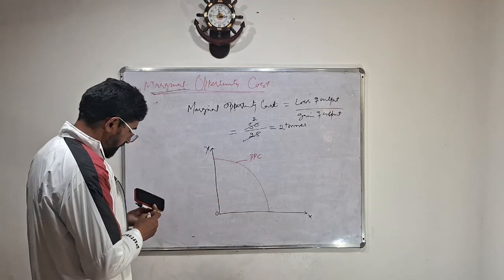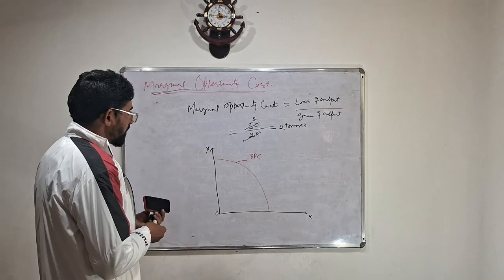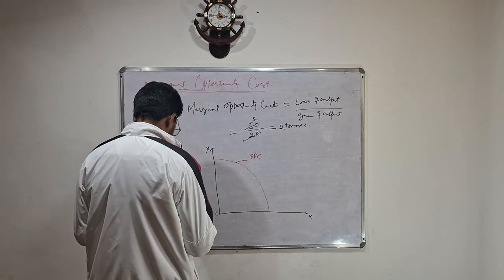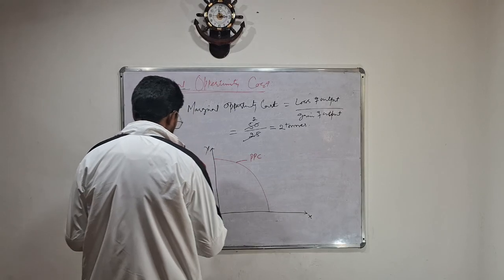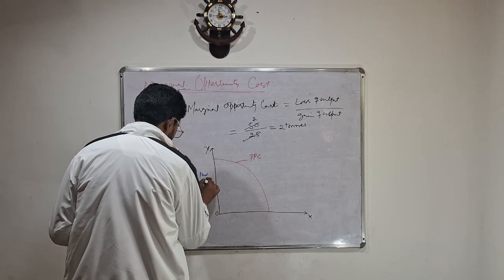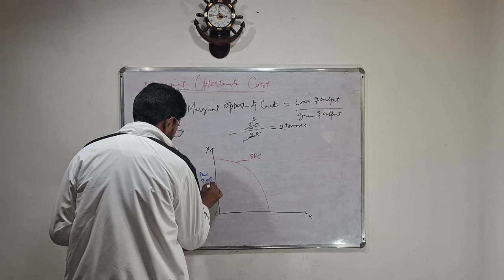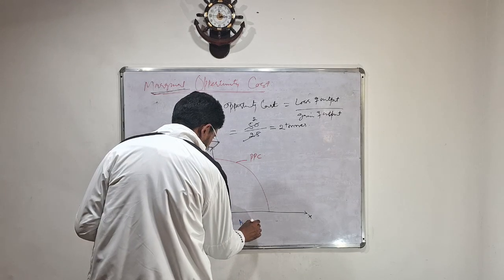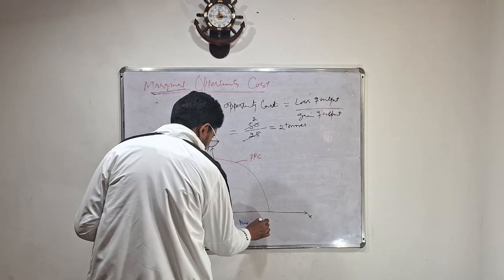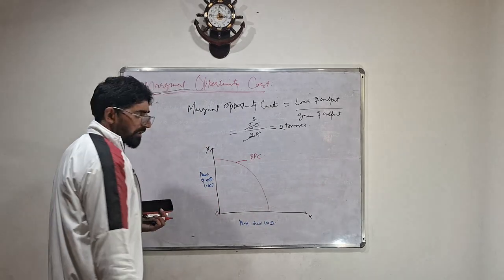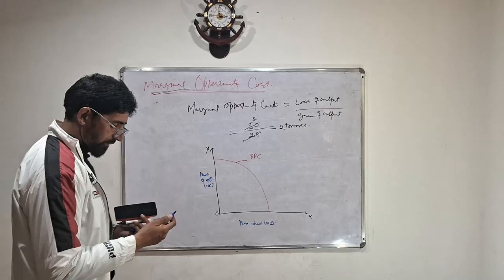Now, here we will write the production of apples, use first, and the production of wheat, use second. With the graph, we can better understand this concept.